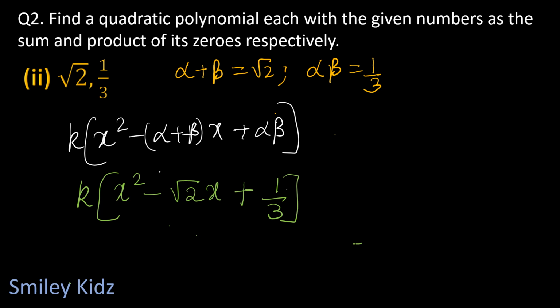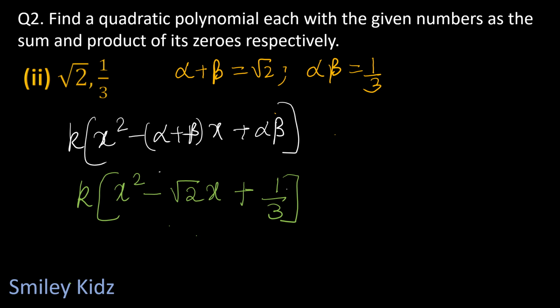Now here I want to eliminate the denominator, which is 3. So what I'm going to do is substitute the value of k as 3 and then multiply this entire equation by 3.